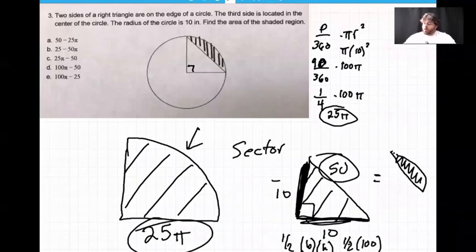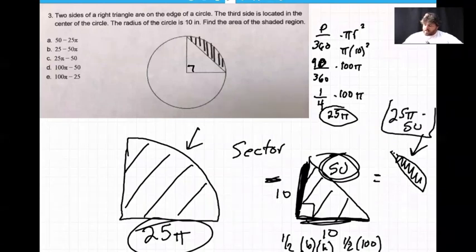So it's 25 pi, and we take away the 50. Now, of course, that gives us the answer. It's not a number like 13.75. It's just an expression, but it represents the amount that we have. So this little sliver here is 25 pi minus 50, and that's the answer we're looking for. So answer choice C is correct. Okay, 25 pi minus 50.